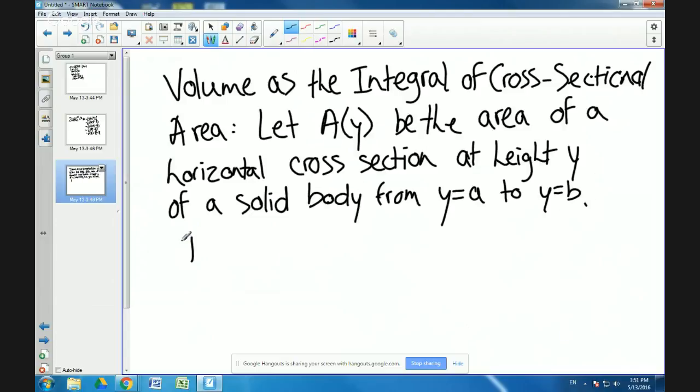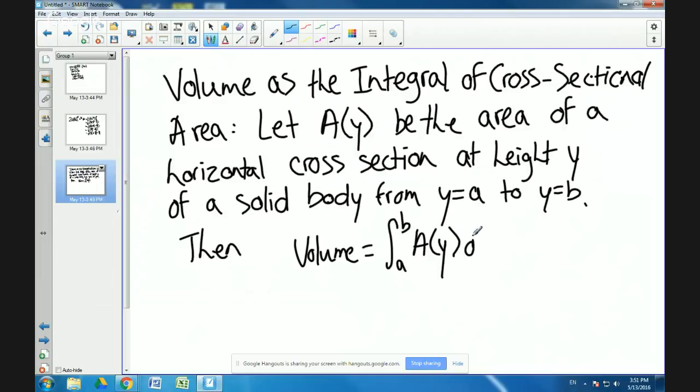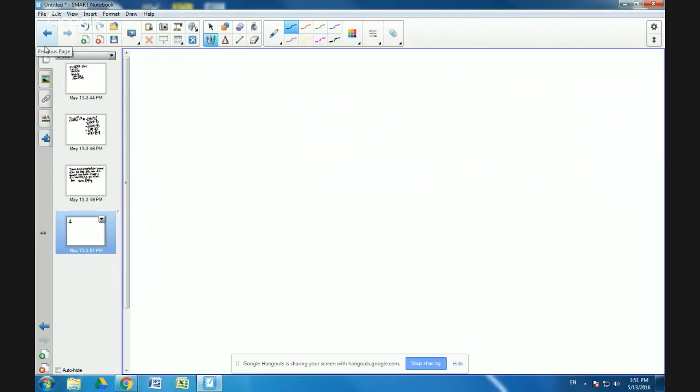Okay. So then we know that the volume of this solid is equal to the integral from a to b of your area function with respect to y. But this is the same thing if you want to go with respect to x, you can also do that. It would just be the integral from a to b of A of x dx. Okay, so let's kind of explain what's going on here, and then we'll do some examples.